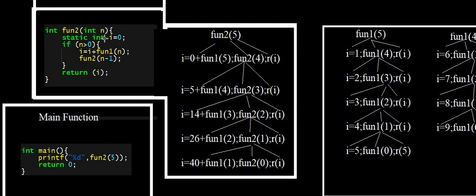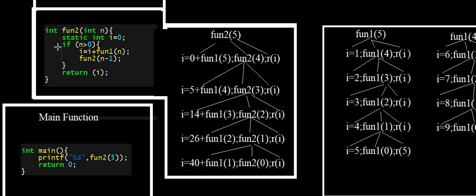Now let us execute function 2 of 5 with the following code. Static int i equals 0. We have a static variable i of integer type and we have initialized it to 0, and it means that we have the integer variable i statically in the memory.